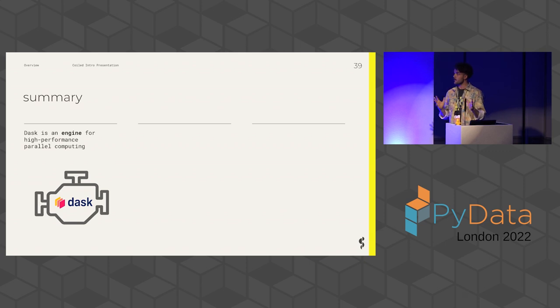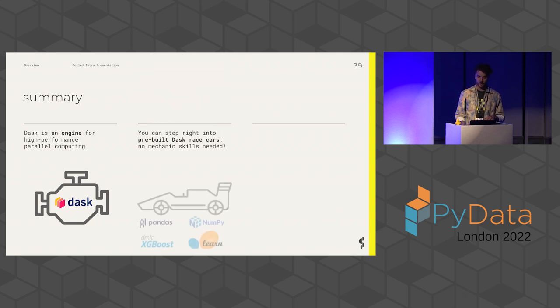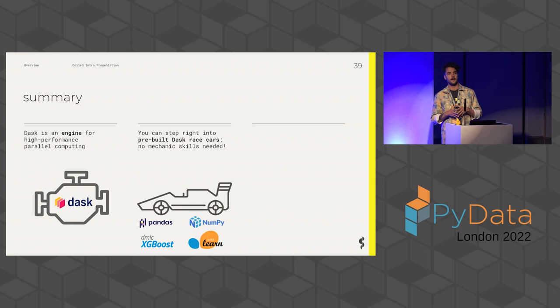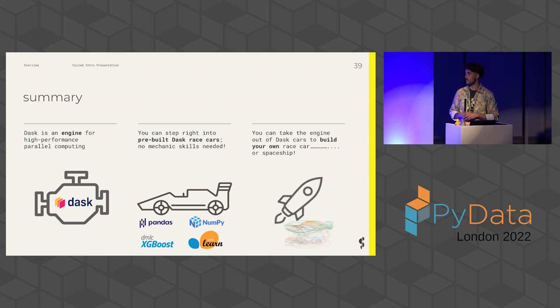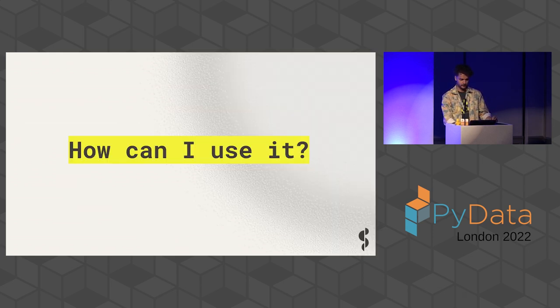So just to wrap up this kind of intuition part that we're starting this tutorial with, Dask is an engine for high-performance parallel computing. You can step right into sort of pre-built Dask race cars, right? These are the high-level APIs, Dask DataFrame, Dask Array, Dask ML, that parallelize pandas DataFrame or NumPy array or scikit-learn code for you. So you don't have to worry about how it gets parallelized. You can just sort of step right into it. Or you can go a step deeper and build your own parallel task graphs with the lower level API, Dask delayed.